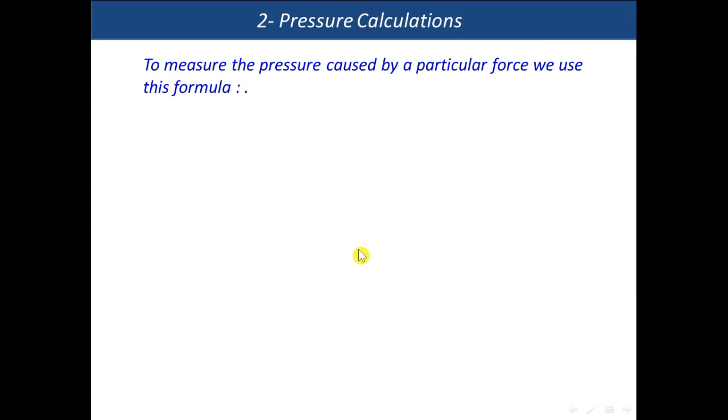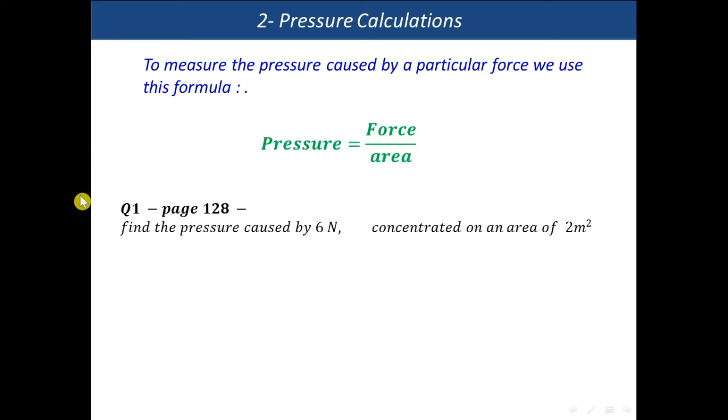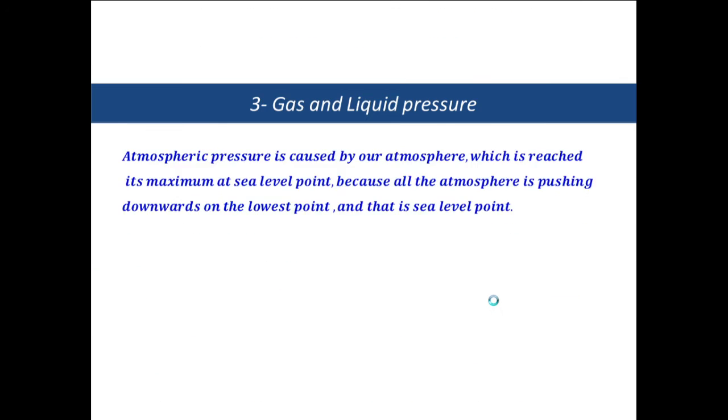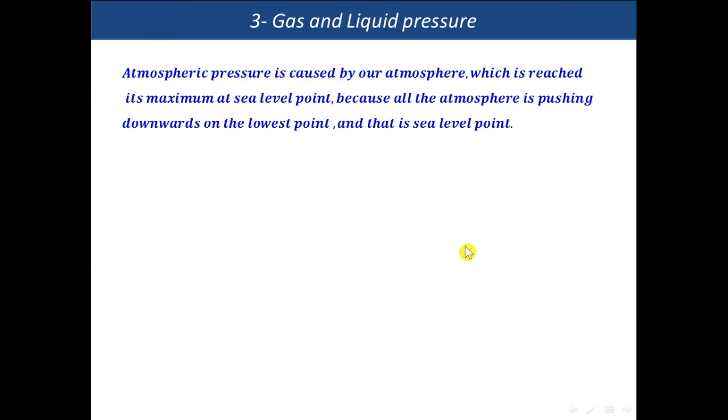So let us go to pressure calculation. How do I measure that? Pressure is force over area. So let us check this question, page 120, and find the pressure caused by 60 Newton. This is the force, 60 Newton, concentrated on an area of 2 meters square. This is the area here. You only apply the formula. The pressure is 60 Newton over 2, which is 30 Pascal. Okay, what about gas and liquid pressure?